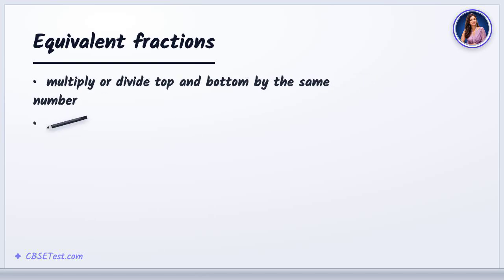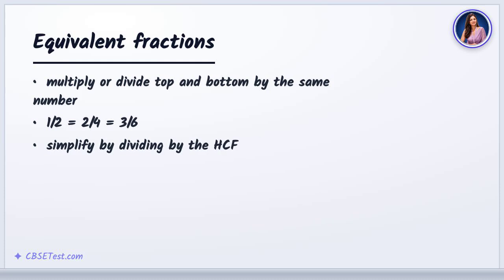Equivalent fractions name the same amount. Multiply or divide both top and bottom by the same number. So 1/2 equals 2/4 equals 3/6. Dividing by the HCF gives the simplest form.